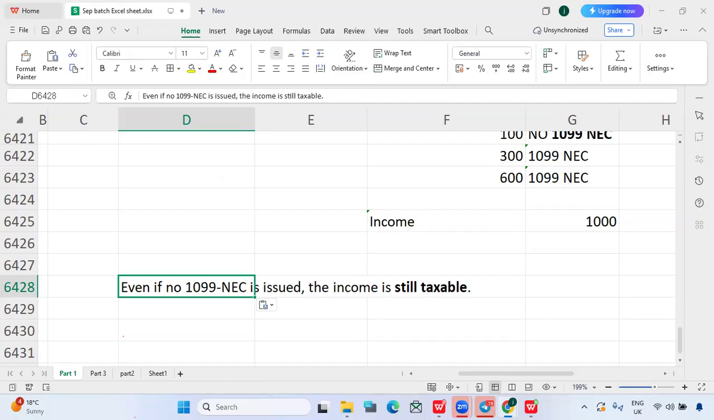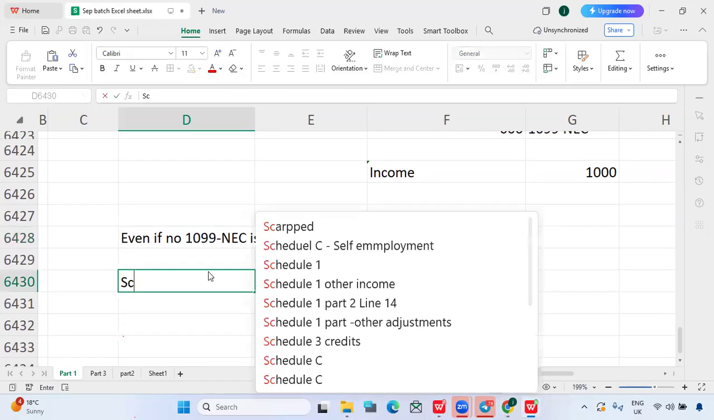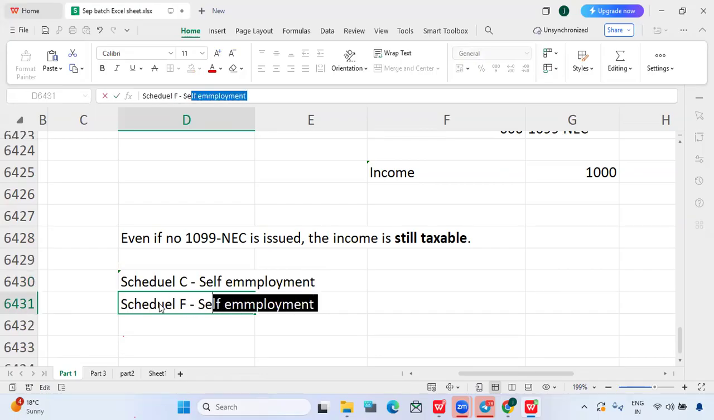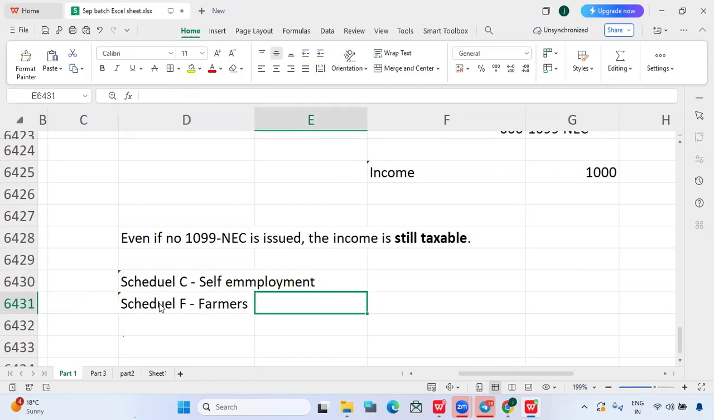Self-employment income cases, we will report on Schedule C for reporting your self-employment income. And farmer cases we have discussed in part 2. Farmers, Schedule F. Farmers also need to pay self-employment taxes. Indian farmers are quite different from US farmers. US farmers treat it as business only. So they must pay self-employment taxes on the farming income as well. So both will flow to Schedule SE.